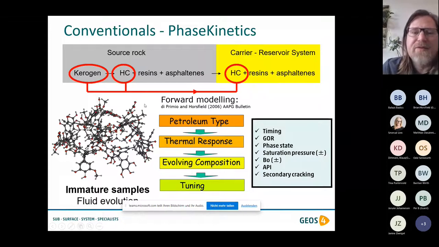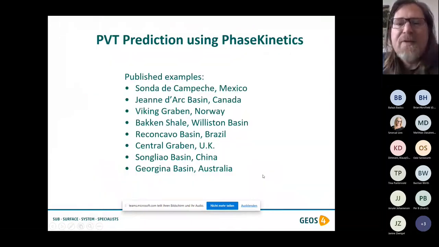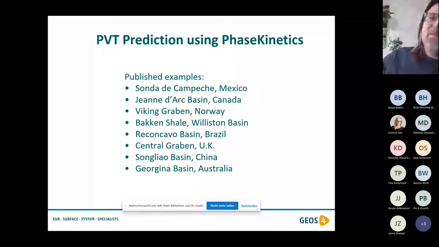That basically compares hydrocarbon compositions in laboratory fluids to those in natural fluids. So it utilizes immature samples and a combination of closed and open system pyrolysis methods to predict petroleum type organofacies, thermal response, or the bulk kinetics, and the evolving composition as a function of maturity. The gathered data can then be tuned into a PVT predictive format, and we can use it to predict physical properties like GOR, saturation pressure, or API, or formation volume factors. There are many published examples for phase kinetics, as it works very nicely in conventional systems.